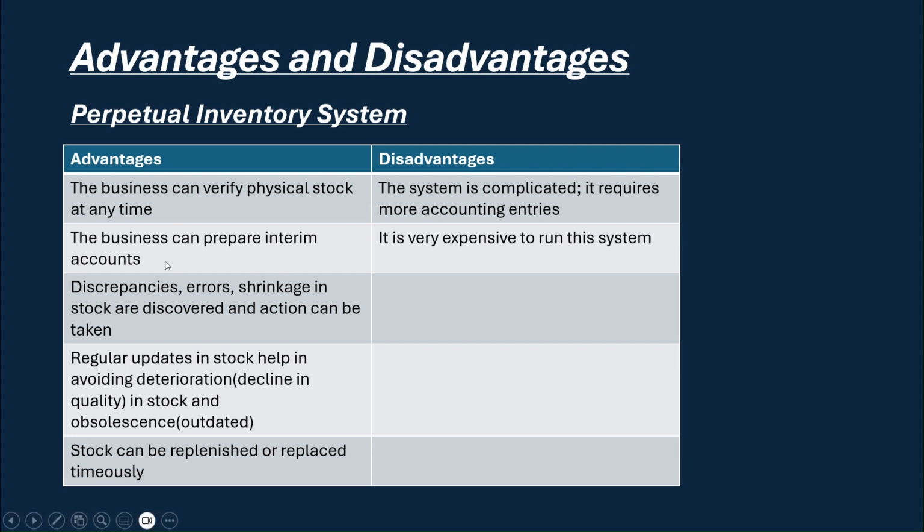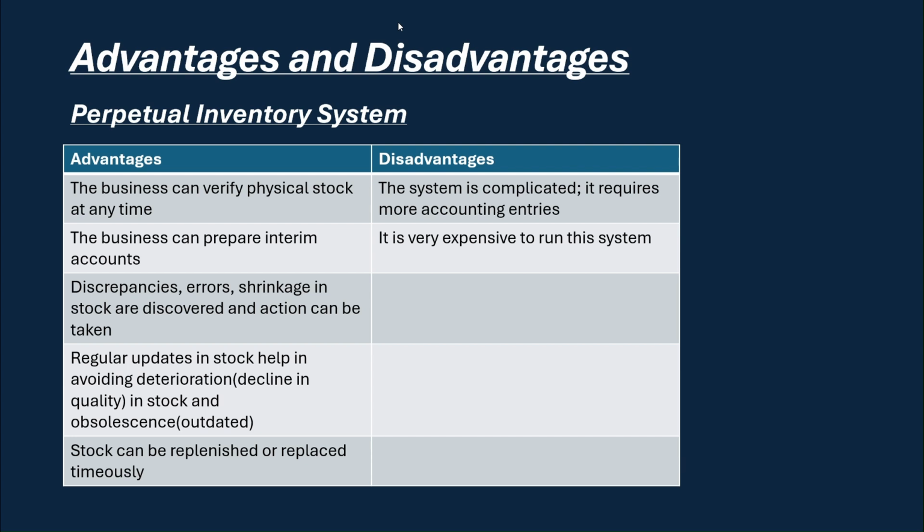So they actually have it all sorted out, right? Then the second one is that the business can prepare interim accounts, right? What happens with this one is that a company would have interim accounts, meaning they would do statements monthly or in a period of maybe 2 months, or during the year they would do interim statements.